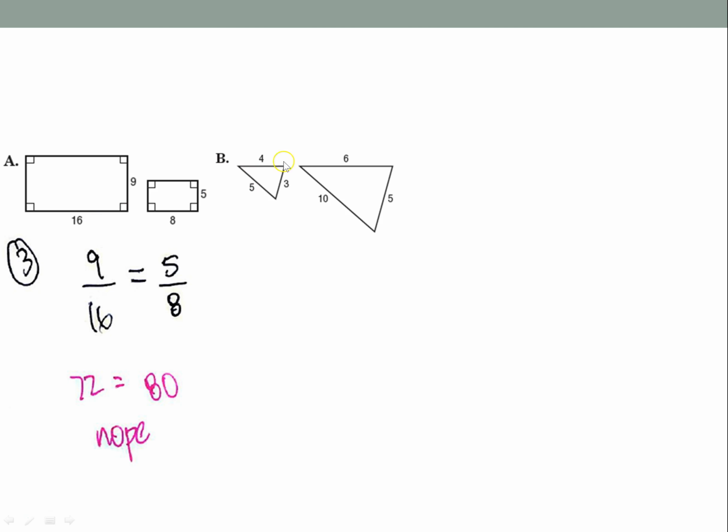Same thing with B. Now, there are three numbers, and sometimes that throws people off, but don't let it throw you off. The only thing that you need to concern yourself with is picking two of those three numbers and the corresponding parts. Now, I picked 3 and 4, so the matching part for 3 is 5, the matching part for 4 is 6. So I have 3/4 equals 5/6. I cross multiply. 4 times 5 is 20. 6 times 3 is 18. All right, they are not equal, so nope, this is not similar.